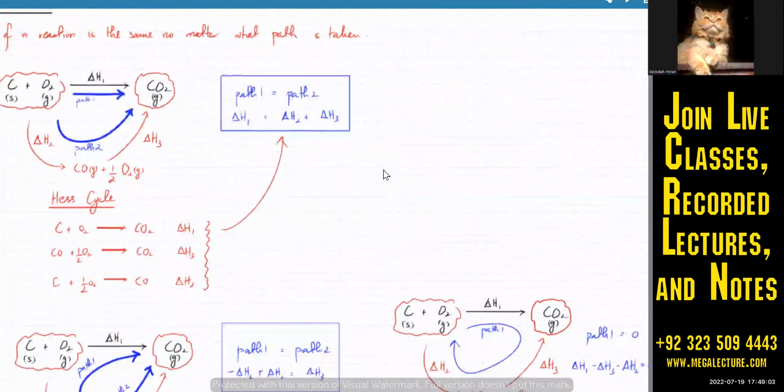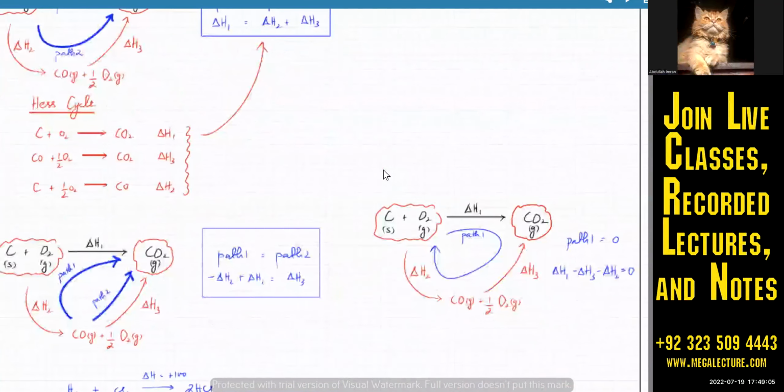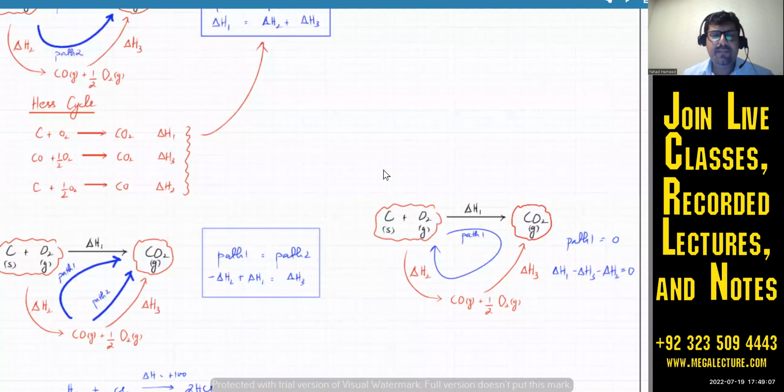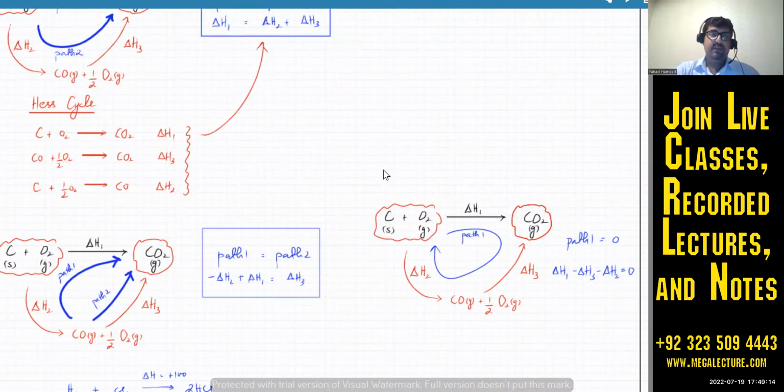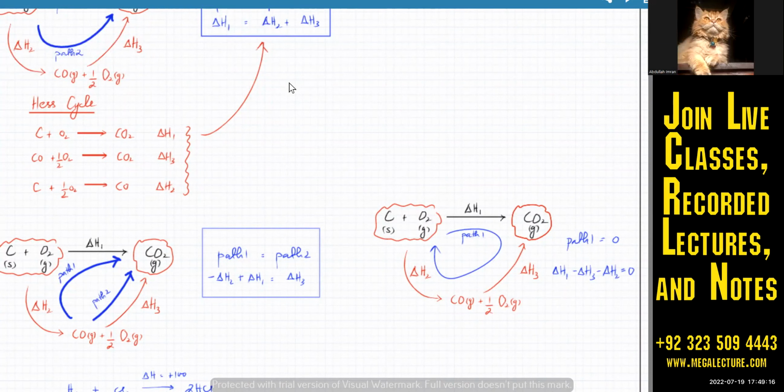So these paths, we'll practice them a little more. We have to do a lot of questions on this. So let's continue tomorrow then.